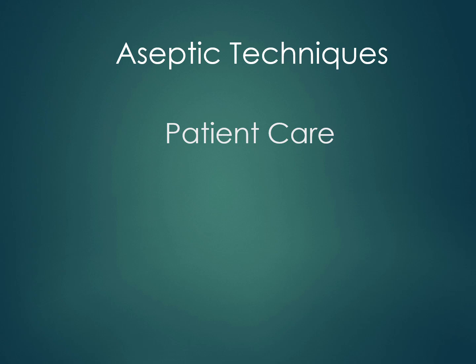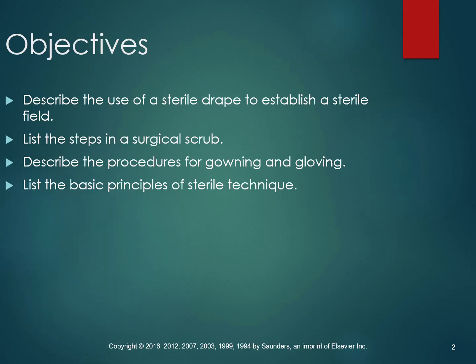Hello, everyone. Today we are going to talk about and cover aseptic techniques, a part of patient care. So we've got a lot of objectives. First of all, we're going to describe the use of a sterile drape to establish a sterile field. We're going to list the steps in a surgical scrub. We'll describe the procedures for gowning and for gloving, and list the basic principles of sterile technique.